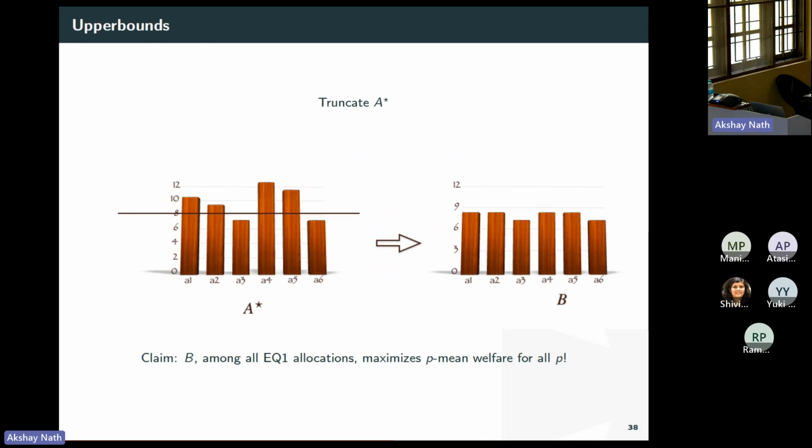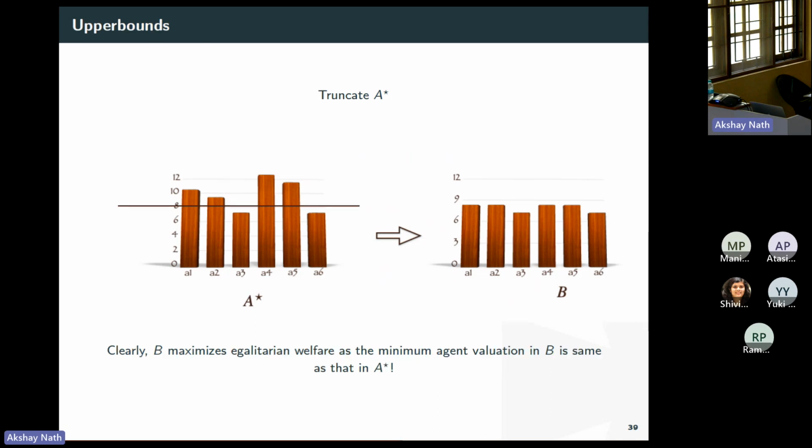You can always find an agent who will not like these goods, again by the same argument as previously, because if they liked that good, it could have been previously allocated to that poor agent, increasing the Nash welfare. So this is possible. We can convert A star to an EQ1 allocation, losing some welfare. Now let's try to bound that welfare.